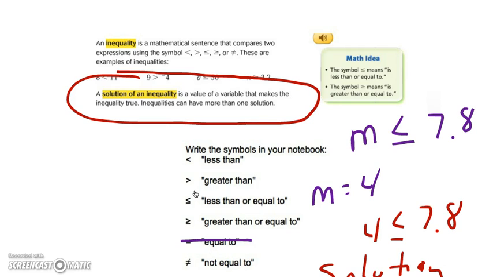So an inequality is a mathematical sentence that uses less than, greater than, less than or equal to, greater than or equal to, and not equal to. A solution is any value of a variable that makes the inequality true, and inequalities can have one solution or an infinite number of solutions.